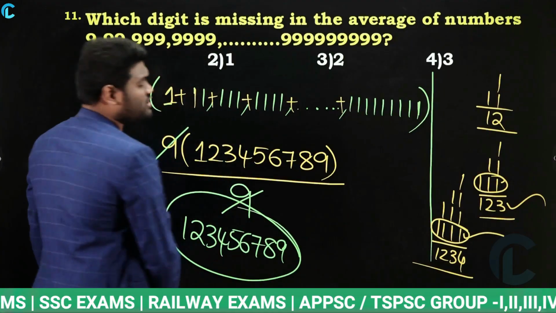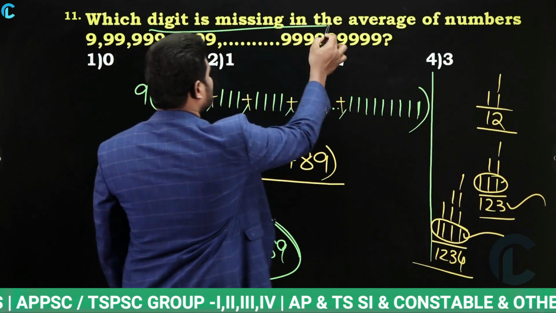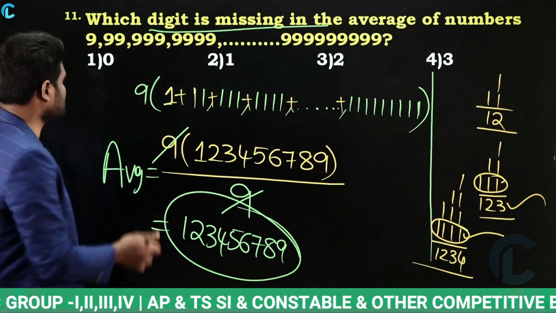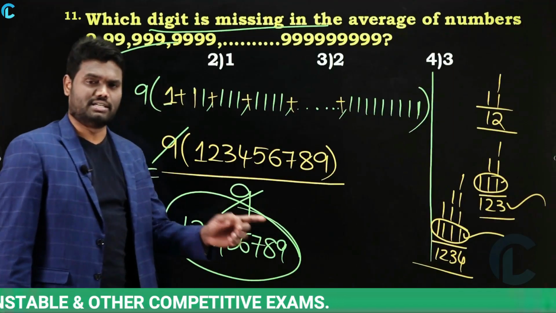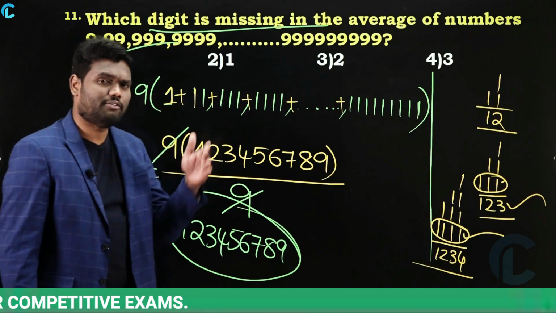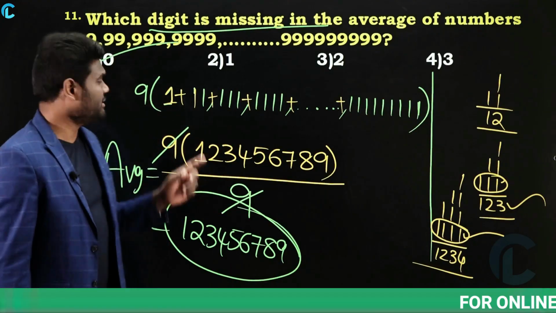Yes or no? Now what is your question? Your question is to find the missing digit. Now which digit is missing? The missing digit is nothing but 0. Except 0, we have all the digits. We have 1, 2, 3, 4, 5, 6, 7, 8, 9. So the missing digit is nothing but 0.